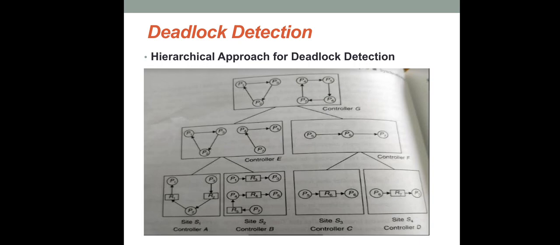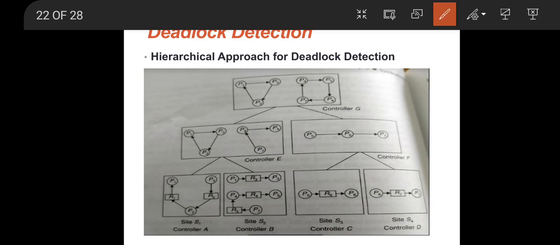For example, in this example we have sites S1, S2, S3, S4. For S1 and S2, let us say we have a controller E. For S3 and S4, we have controller F. And for controllers E and F, which are again sites, we have another controller G. Each site also acts as a local controller, because if they find a cycle in the local wait-for graph, they will consider that a deadlock within itself. If it sees any cycle, that will be resolved there itself. If not, it will be communicated further.